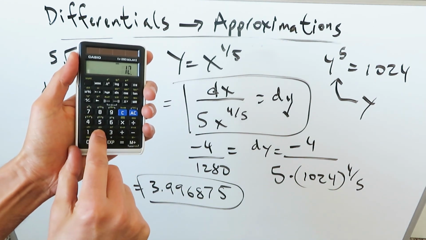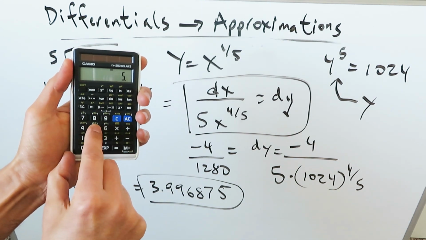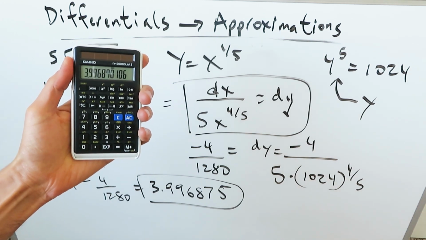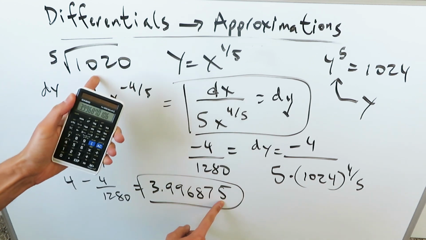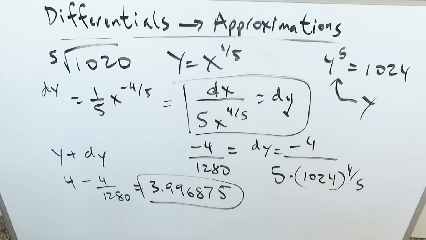Let's look at the value. The fifth root of 1020, I have here 3.996870. Here I am getting a 7.5, but the actual value is 70, so we're differing. In terms of our approximation, we're off only by this digit right here, and it's excellent.